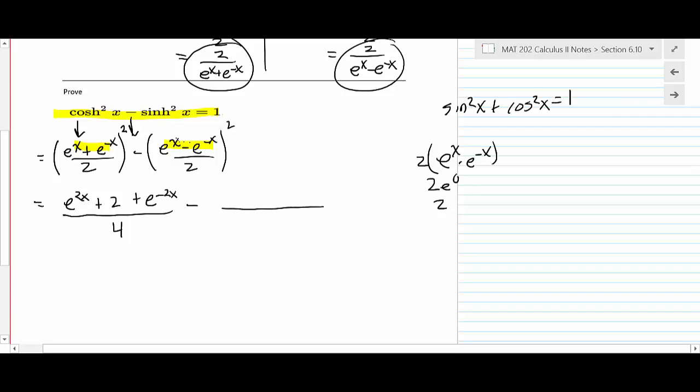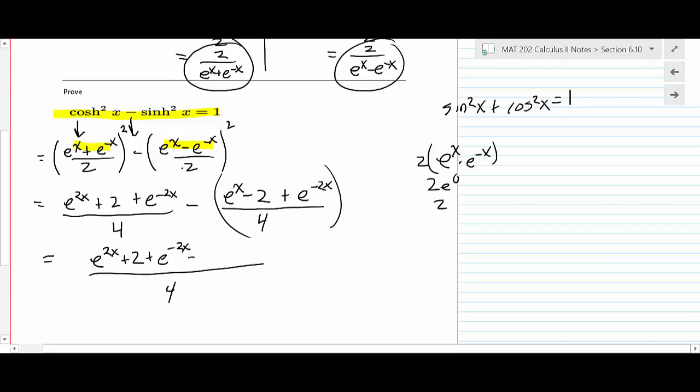Then the second one's almost the same. It would just be e to the 2x, then it would be minus 2, but then it would be plus e to the negative 2x, and then you square the 2, you get a 4 like that. Okay, if you have trouble doing that squaring in your head, write it out twice in FOIL, and you'll get the same thing if you work out the details. So now we already have a common denominator, so I'm just going to put it in one fraction. I'd have e to the 2x plus 2 plus e to the negative 2x, and you've got to change these signs, so you'd have minus e to the 2x plus 2 minus e to the negative 2x like that.